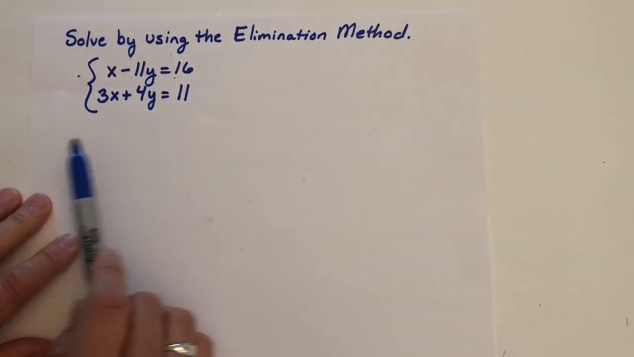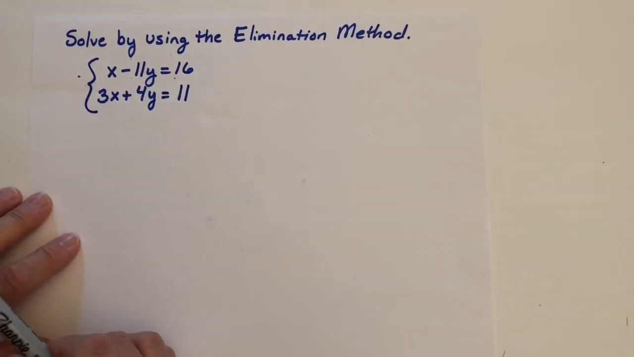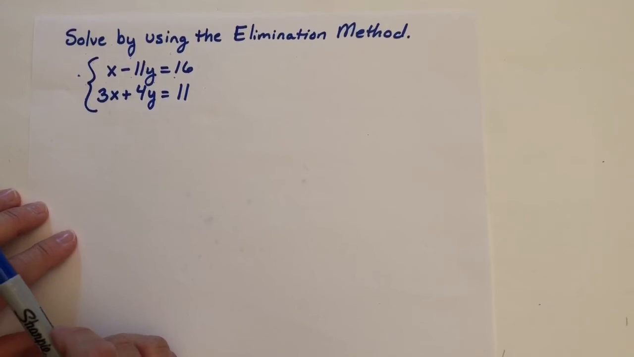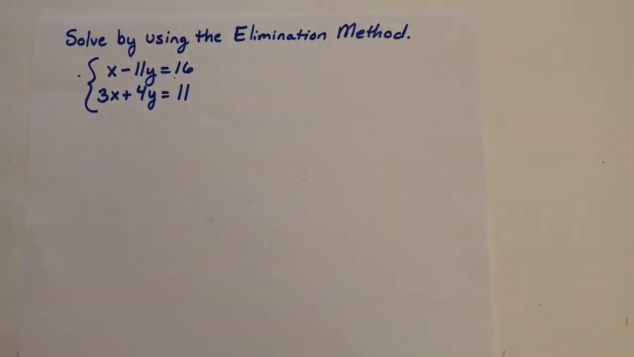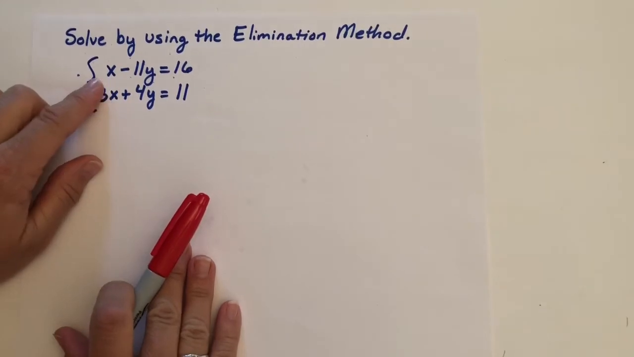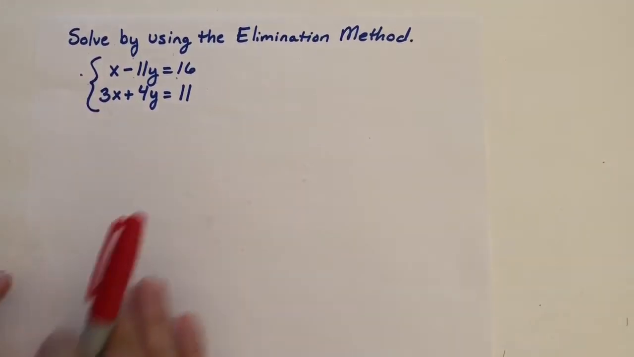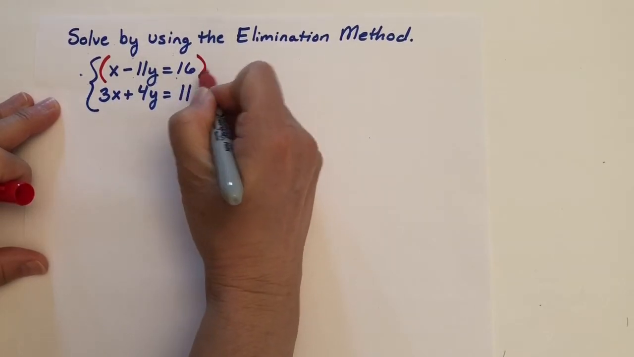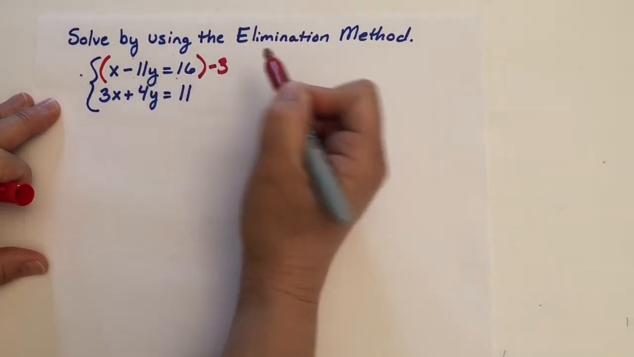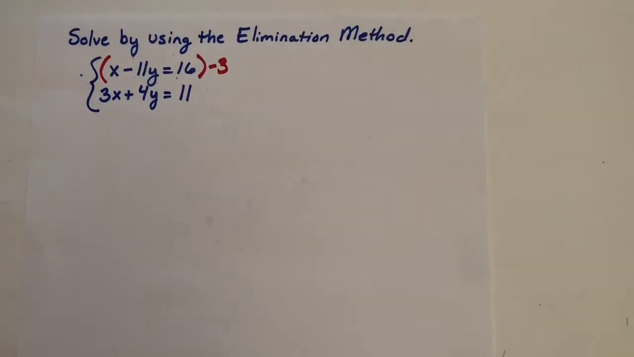Remember, when you're working with equations, you can always multiply both sides of an equation by any number you want, as long as you don't multiply by 0 and wipe out the whole equation. So I would like the coefficient of this x to become a -3. So I'm going to choose to multiply both sides of this equation by -3. Totally valid. Remember, it's called the multiplication property of equality.